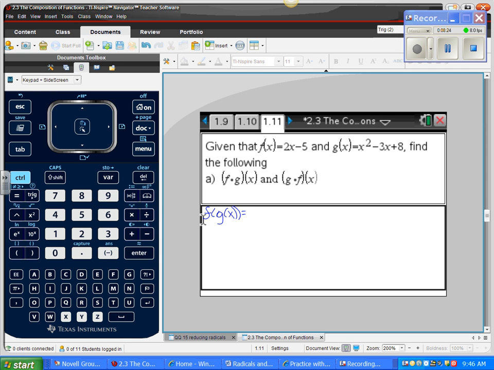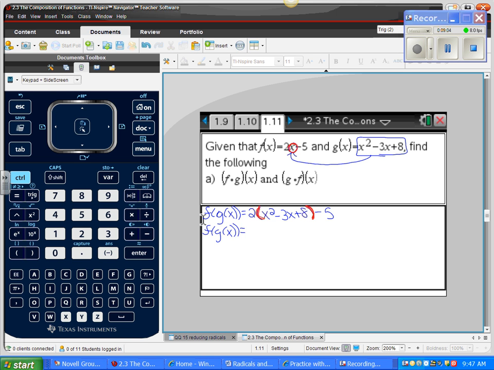Okay? So f of g of x, that means that we're going to be taking g and placing it in the x for f. So we're taking all of g, and we're placing it in to the x of f of x. Okay? So 2 times x squared minus 3x plus 8 minus 5. Okay? Don't forget to use all of the function. The only thing that's changing is this piece right here, which originally was my x. You do want to simplify these out.